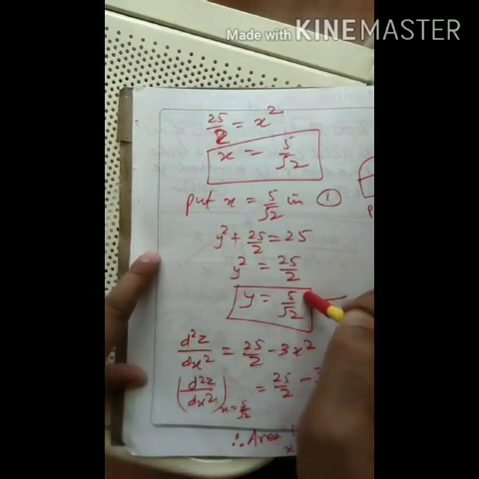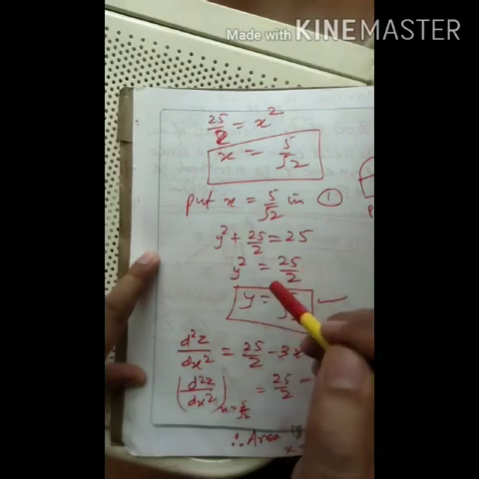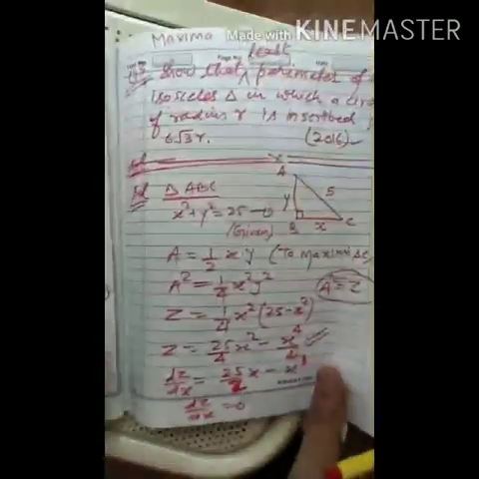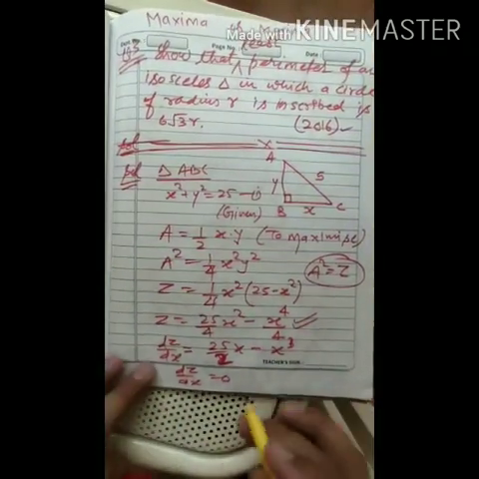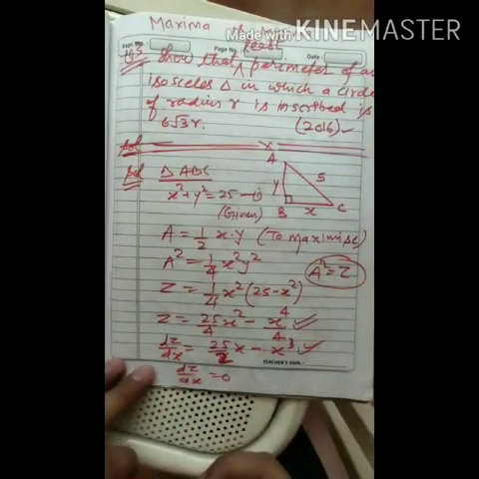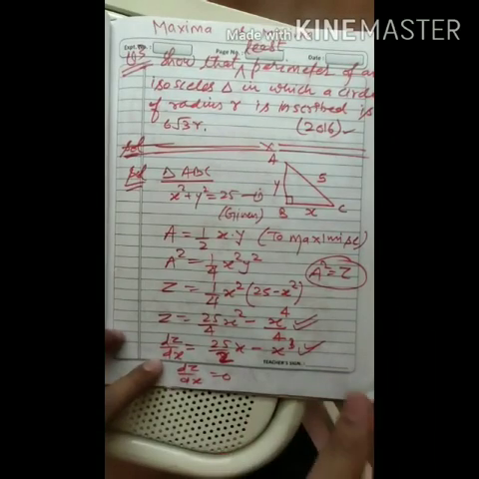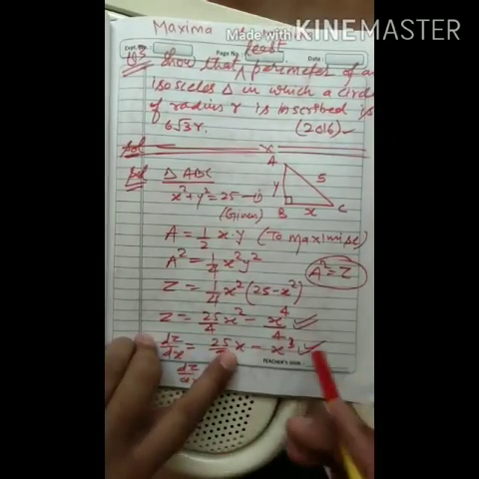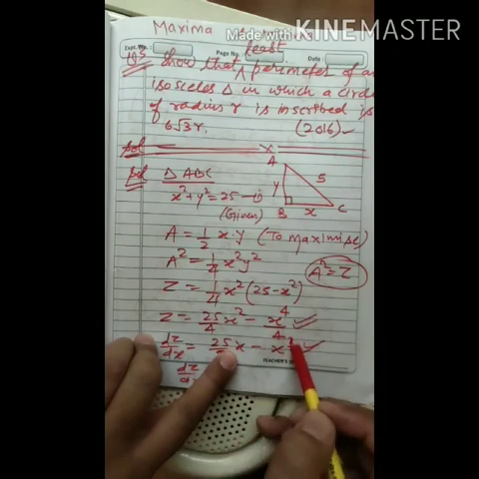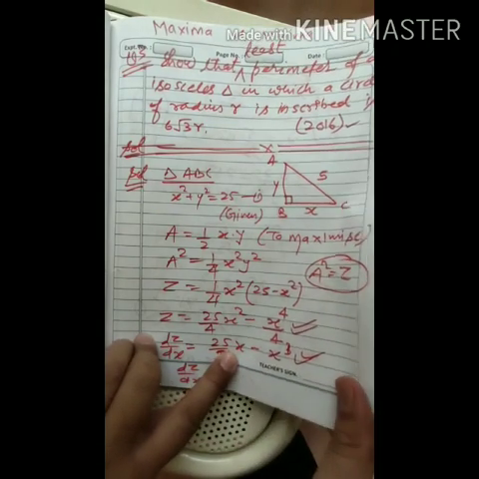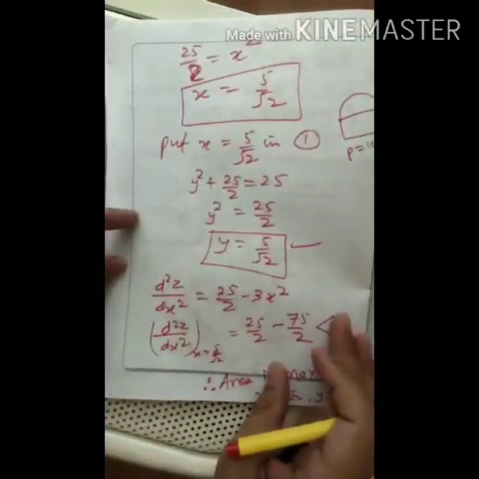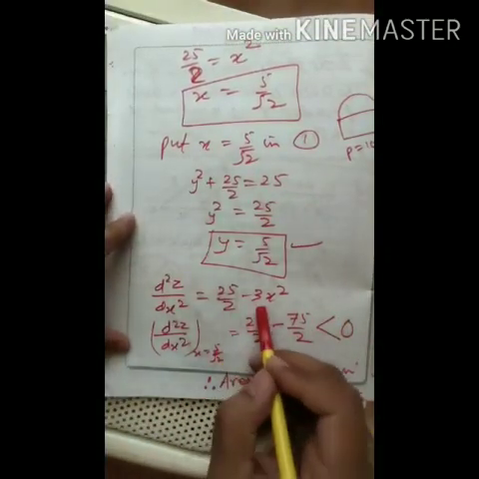Now to show that area is maximum, we have to differentiate twice. So we have to differentiate this equation twice. So d square z over dx square, and 25 by 2, the differentiation of x will be 1, and the minus differentiation of x cube will be 3x square. So this will be 25 by 2 minus 3x square. Right, here is the double differentiation.